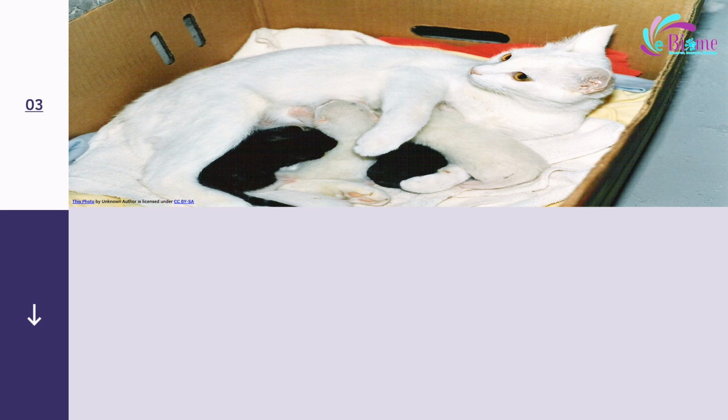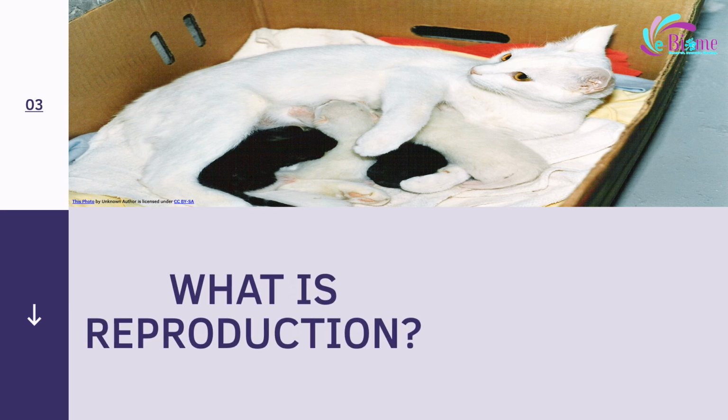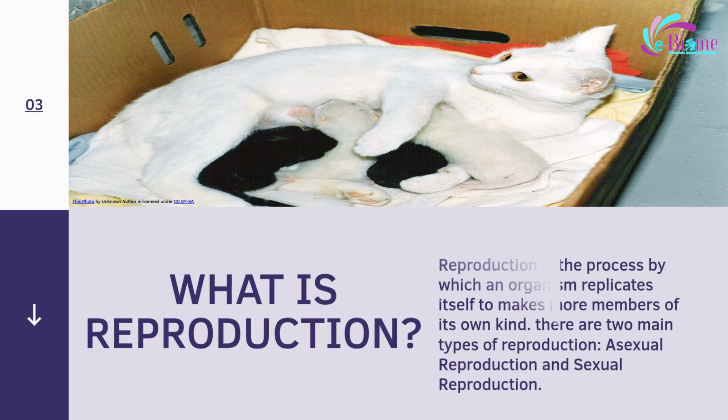To start this lesson, let's go over the basics and start by answering a simple question. What is reproduction? Well, reproduction is the process by which an organism replicates itself in order to make more members of its own kind or species. Reproduction allows organisms and species to make more of themselves. It allows for a population to grow and allows for a population's numbers to be replenished.